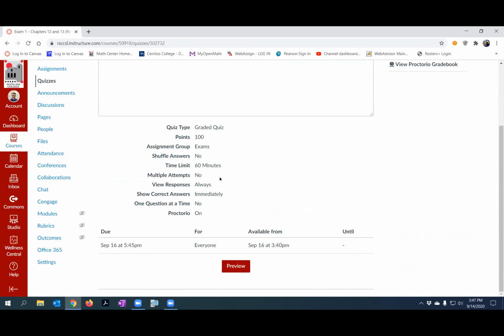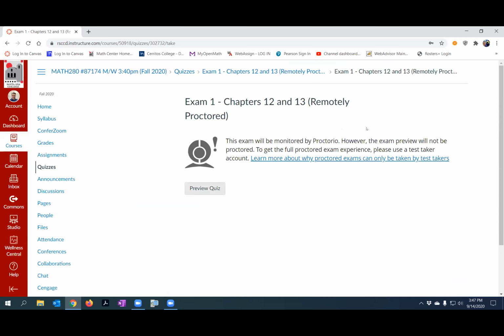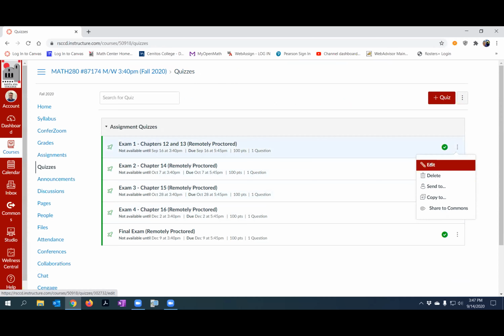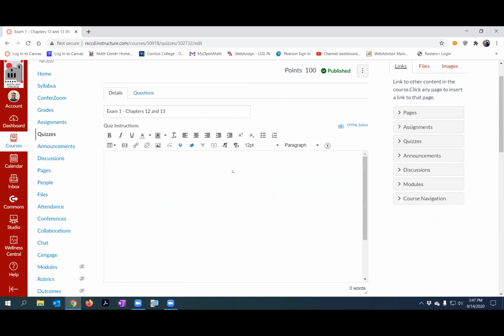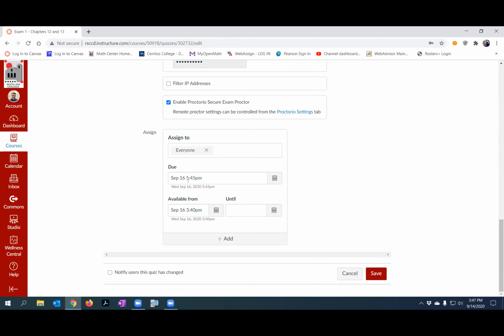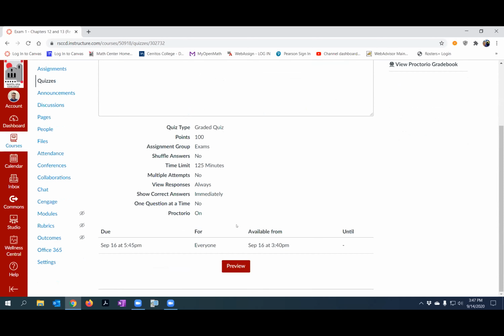Why does it say time limit 60 minutes? That doesn't make sense. It should be 120. It's due 5:45. Yeah, 5:45. Edit. Time limit. It's 125. I don't know why this didn't save. Save. There we go. That's better.